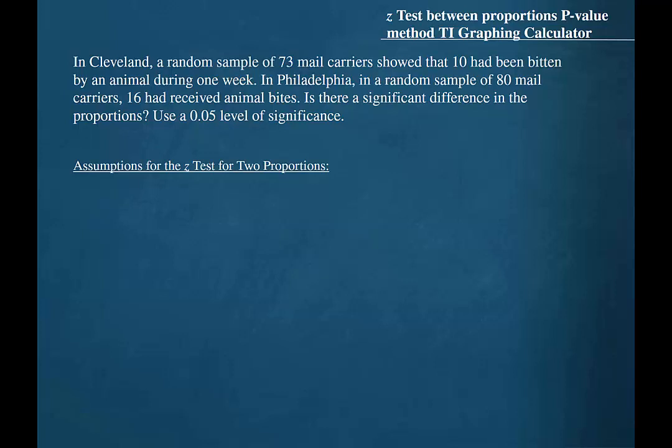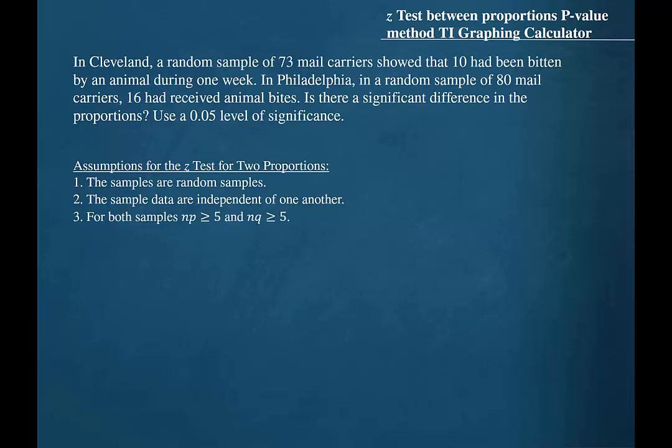The assumptions for the z-test for two proportions are: 1. The samples are random samples. 2. The sample data are independent of one another. 3. For both samples, the product NP must be greater than or equal to 5, and the product NQ must be greater than or equal to 5.